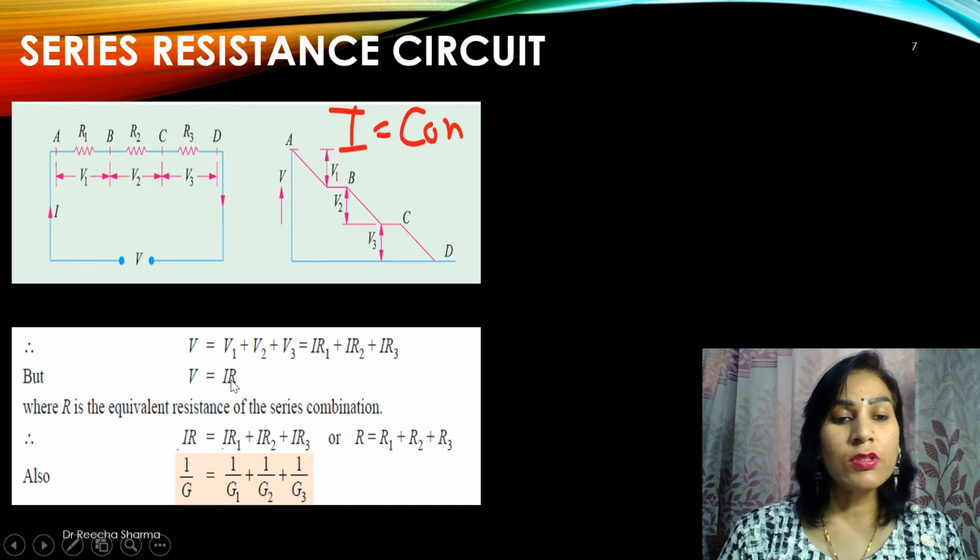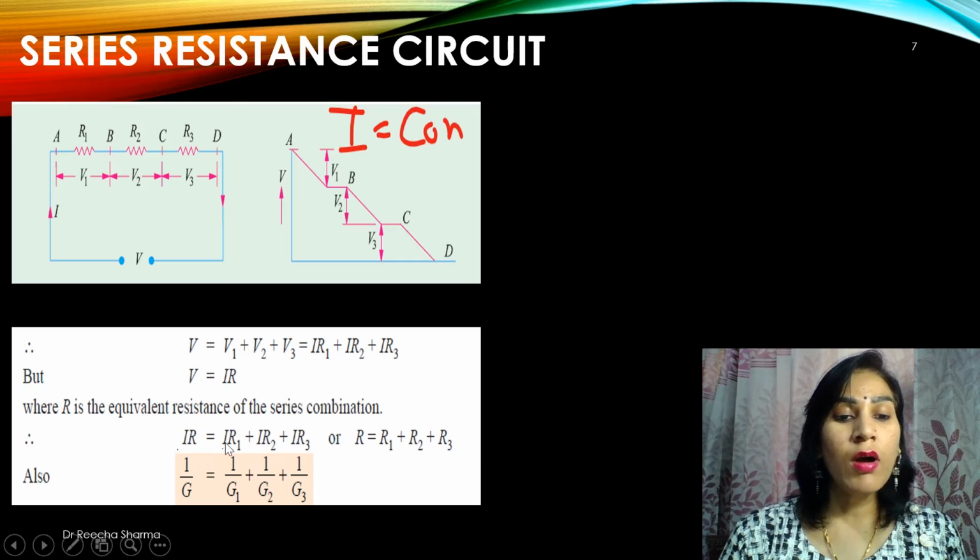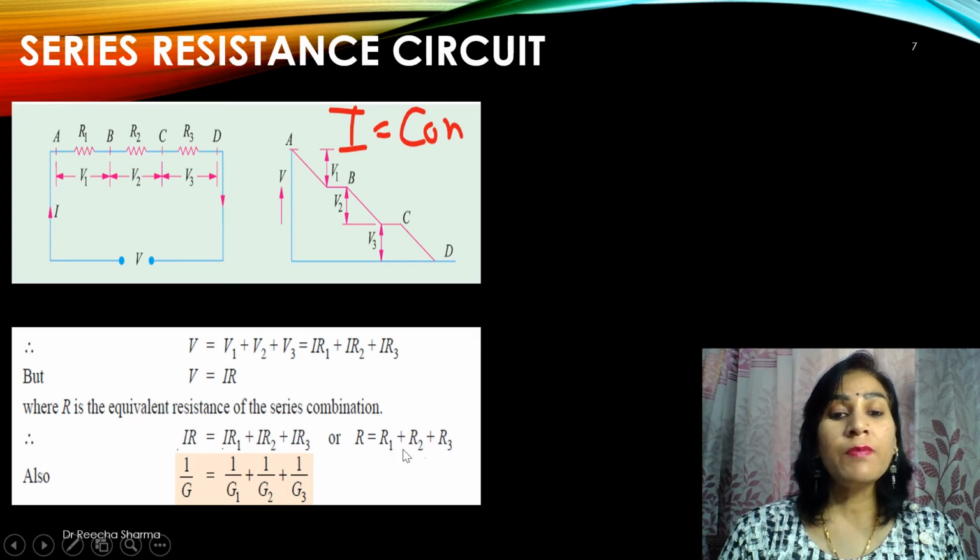We know that V is equal to IR. The total resistance of this circuit is R. So we can write IR is equal to IR1 plus IR2 plus IR3. And I is common in all, it is constant. So it can be written as R is equal to R1 plus R2 plus R3. This is the relationship for series resistances. If we have a large number of resistances, it is R1 plus R2 plus R3 plus R4 up to Rn.